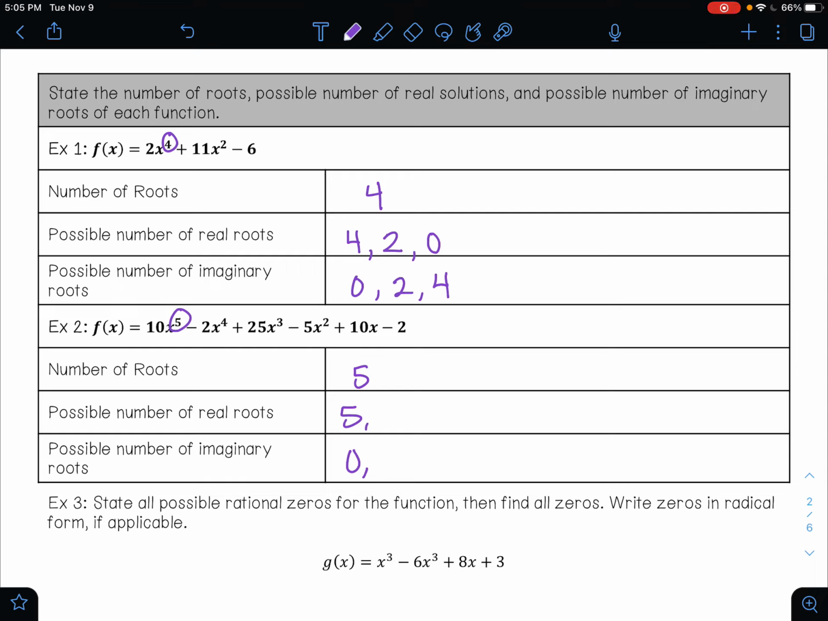I could have 3 real solutions, and then I would have 2 imaginary solutions. I couldn't do 2 and 3 because that would leave me with an extra imaginary number without an imaginary friend. I could have 1 real solution and 4 imaginary solutions. Those are the possibilities for example 2.